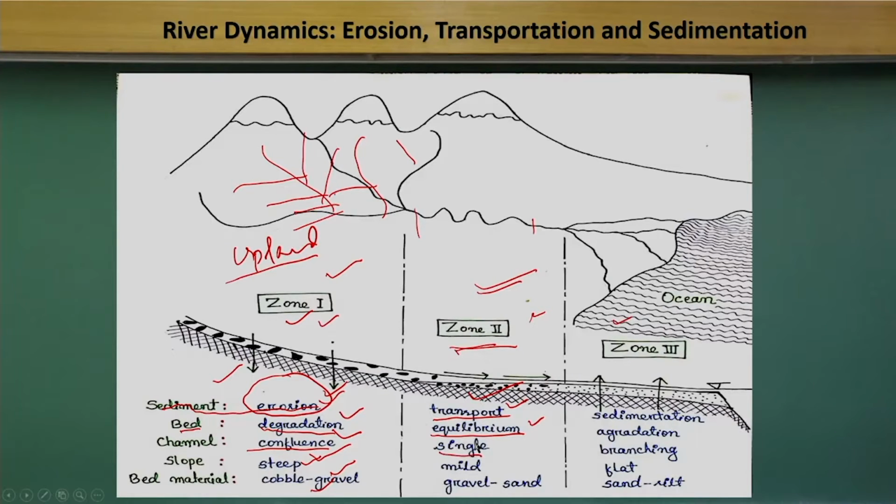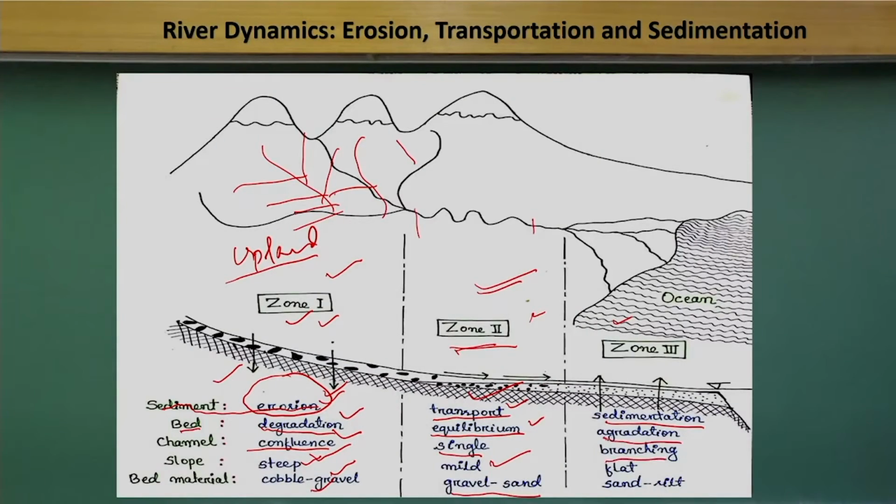The channels will more or less be single channels and the slope will be mild, and here you can see a composition of gravel and sand. So that is Zone 2. From the upland to the middle reach, we then have the lower reach of the river, where the river does not have the transport capacity to carry the sediment any further. That is the reason it starts depositing the sediment, so a sedimentation process happens. Because of the sedimentation process, the channels reach an aggradation stage, meaning the channel bed is in a rising stage.